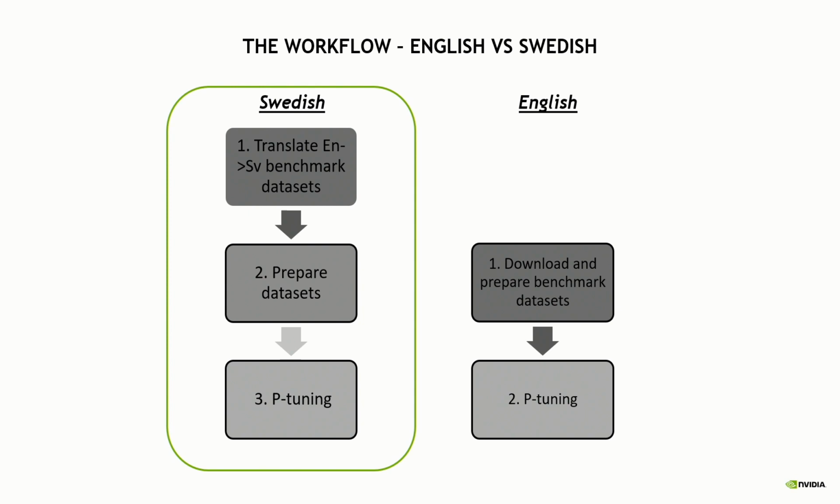So the experiment goes like this. Let's first contrast the workflow of English versus Swedish. For the English workflow, you just pull down any benchmarkable data set which is established in English. That's easy. And you do p-tuning. And you compare if p-tuning is better than the benchmark, given accuracy or whatever metric is used. For Swedish, we need to first do translation before we prep the data set for p-tuning.